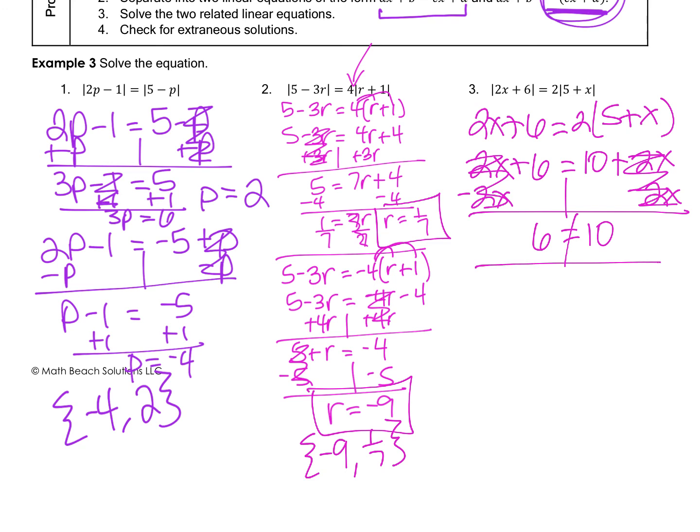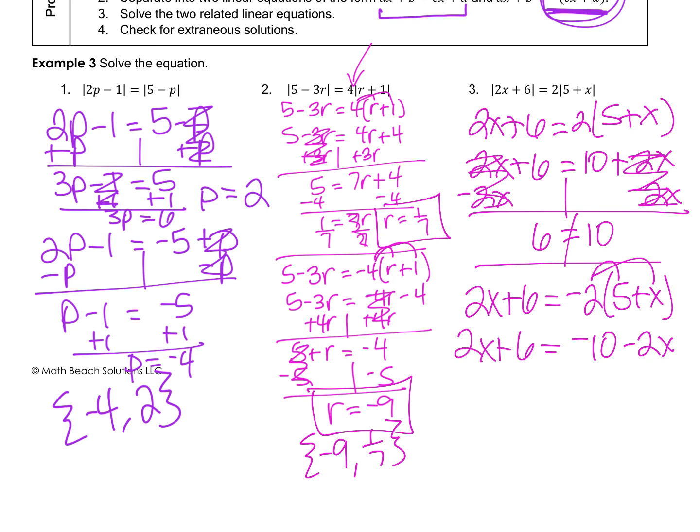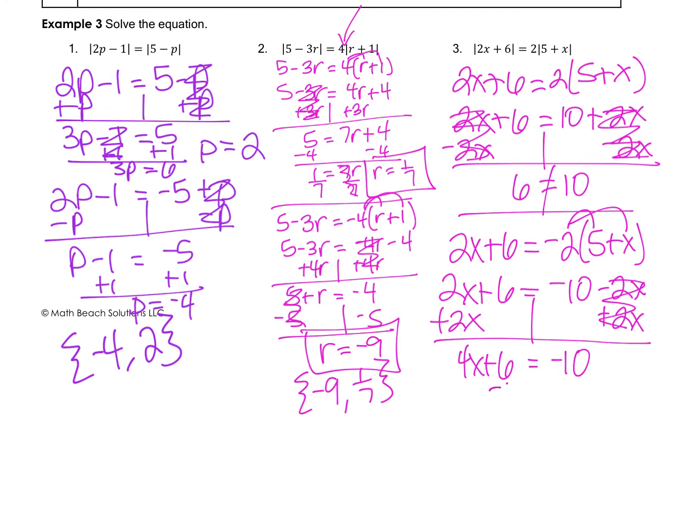Okay, so now we need to try the other one. 2x plus 6 equals -2. Remember, don't change the sign inside the parentheses, just the 2 on the outside will do. When you distribute, -10 minus 2x. Notice on this one, when we add 2x, it does not cancel, so we're good on this one. So we get 4x plus 6 equals -10. And we'll subtract 6. 4x equals -16. So x will be -4.